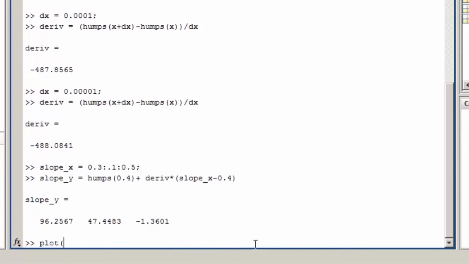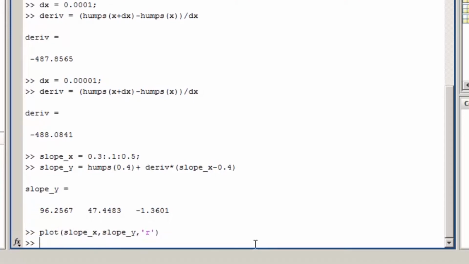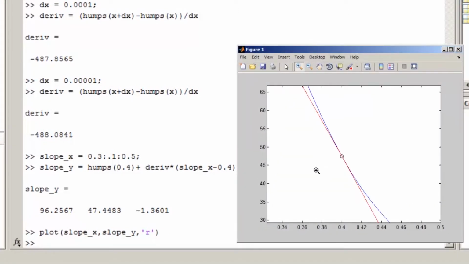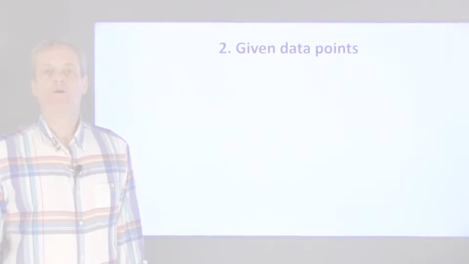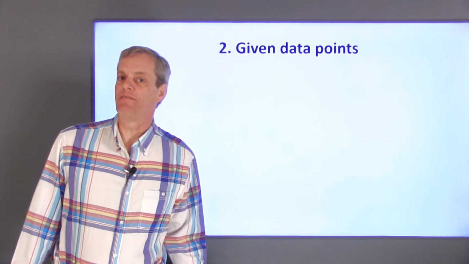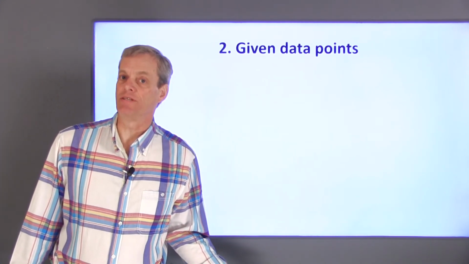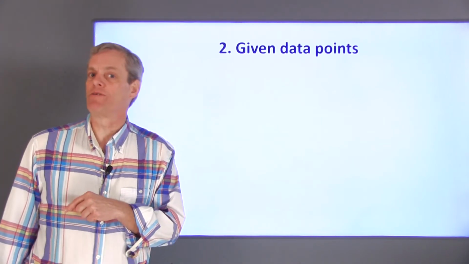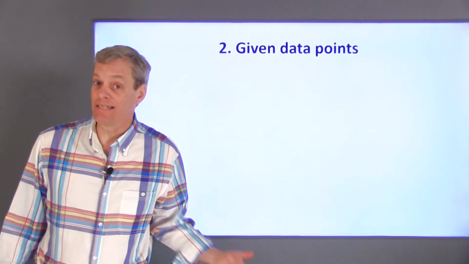Now I'll plot this line on the previous figure. The red dashed line looks like a good approximation to the slope of the tangent to the curve at x equals 0.4, so our last estimate of the derivative seems reasonable. For the case in which we only have a set of given data points to represent the function, the option of modifying delta x to determine whether the estimate is consistent doesn't exist.